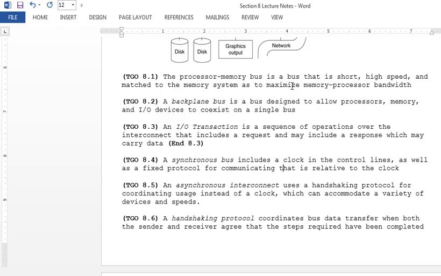Now, an asynchronous interconnect uses a handshaking protocol. Let me read this for you. For coordinating usage, instead of using a clock, which can accommodate a variety of devices and speeds. As I alluded to, not everything's going to work at 2 gigahertz. Certain things work at 500 megahertz, and they don't really need to run any faster.